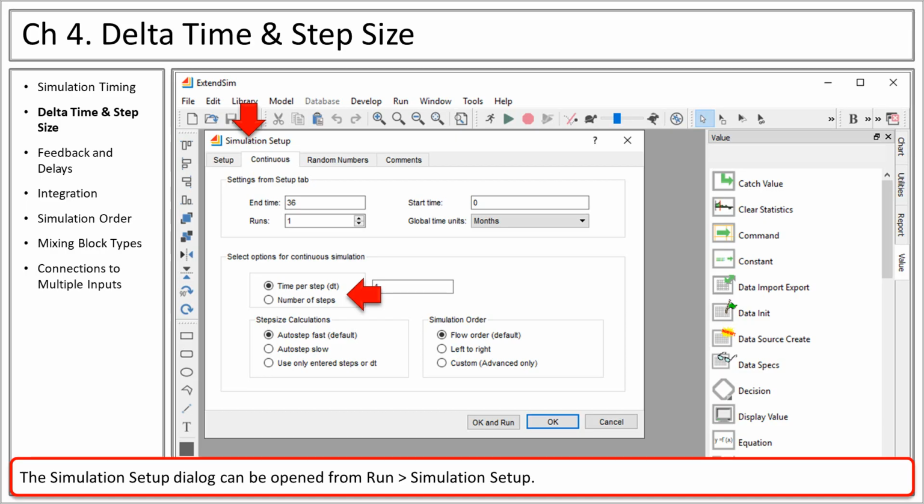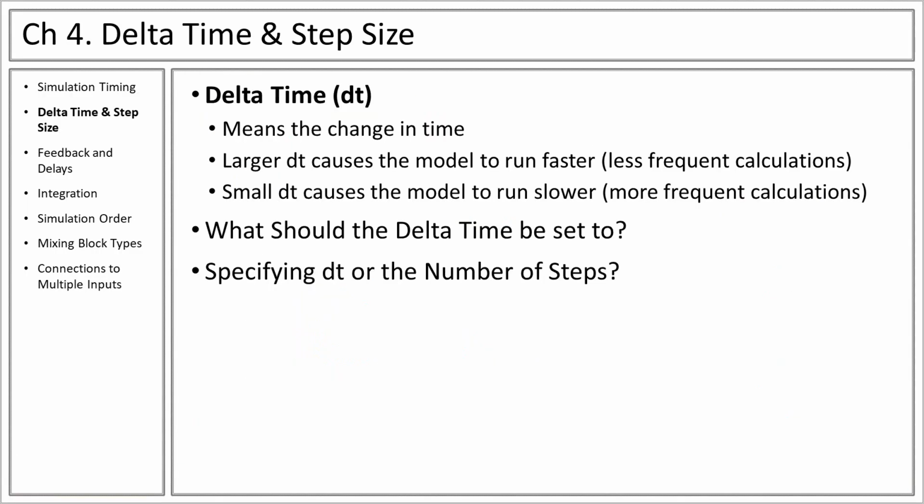Let's look at the delta time, or the number of steps, a little closer. This option, as you can see, is set in the Continuous tab of the Simulation Setup dialog. Delta time literally means change in time. It is defined as the length of the time interval between the present time and one time interval later. When you select a delta time, you are selecting how finely the total simulation time will be sliced up. This sets how frequently the computations will take place.